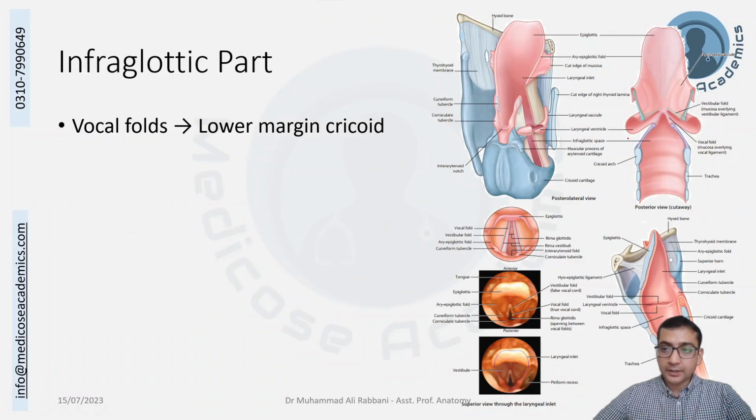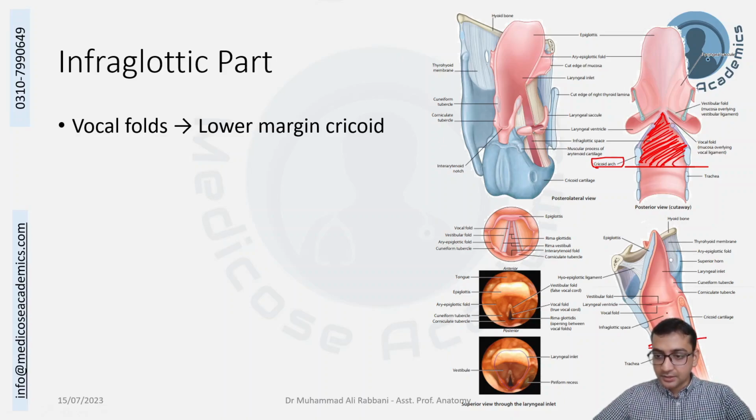Then there is the infraglottic part. As we discussed earlier, this opening between the two vocal cords is known as the glottis. So anything that is between them, down below this, and above the lower end of the cricoid cartilage, this whole area, is known as the infraglottic part of the larynx.